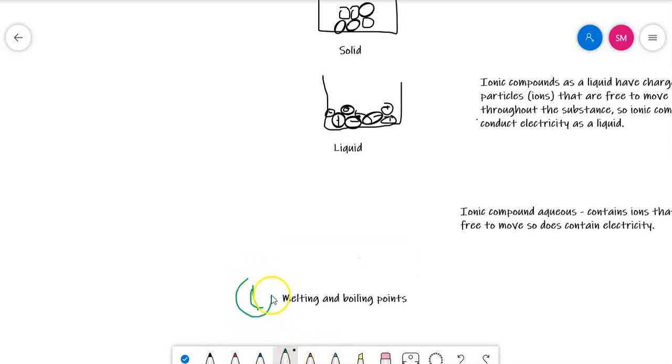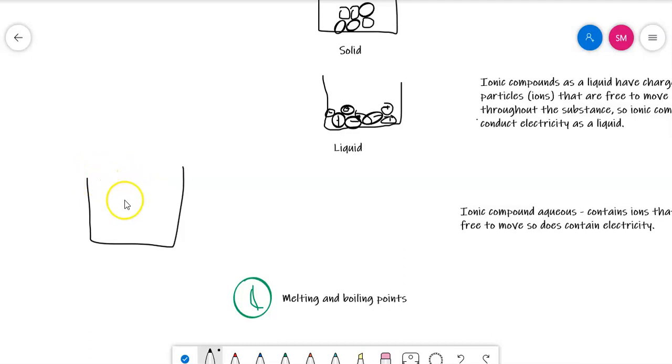So melting and boiling points. If we remember the difference between solids, liquids, and gases: in solids, there are strong forces of attraction holding the particles in place, so the particles can't move past each other. In a liquid, those forces of attraction have weakened, and so the particles are able to flow over each other. And if we were thinking about a gas, let's draw that here.